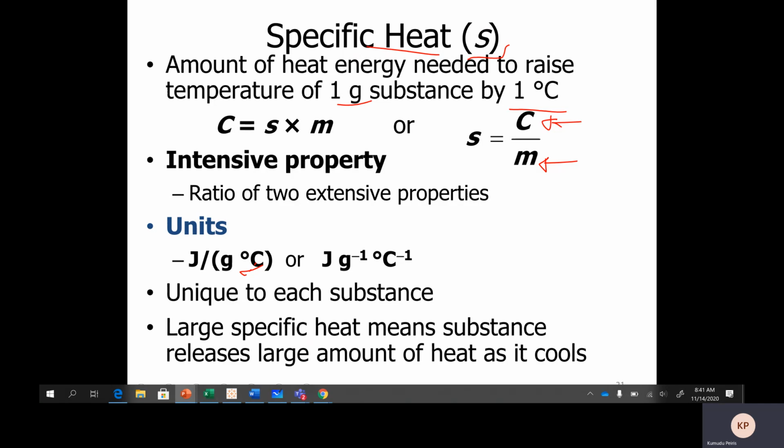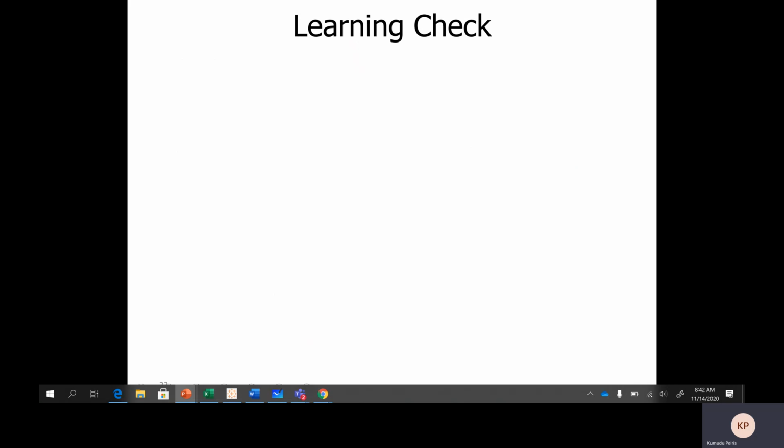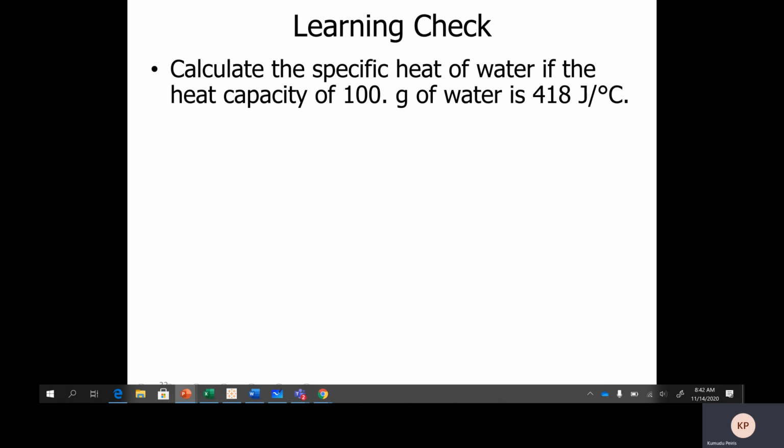When a substance has a large specific heat, it releases a large amount of heat as it cools. Again, it needs a large amount of energy to raise its temperature by 1 degree Celsius. Here is a question. Calculate the specific heat of water if the heat capacity of 100 grams of water is 418 joules per degree Celsius.